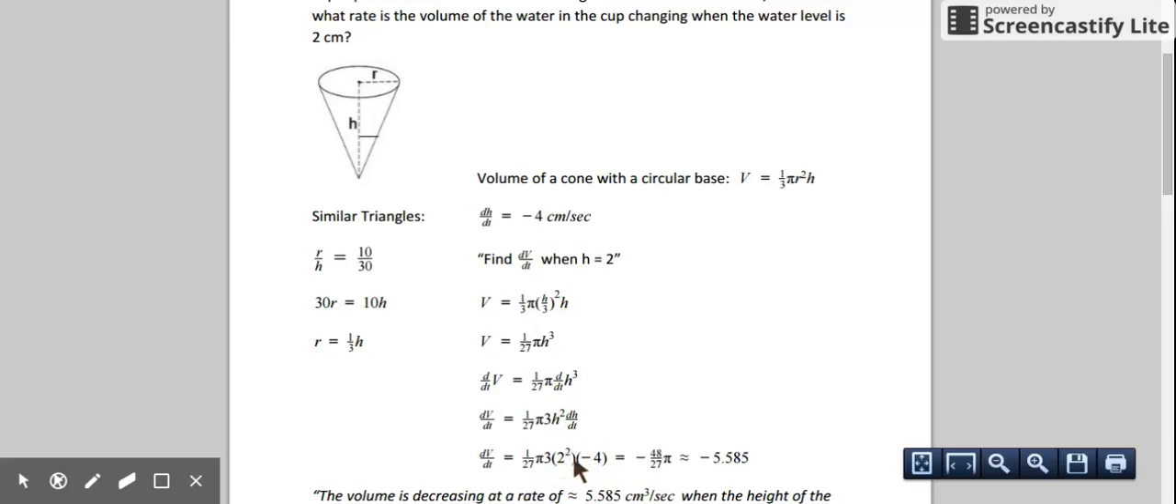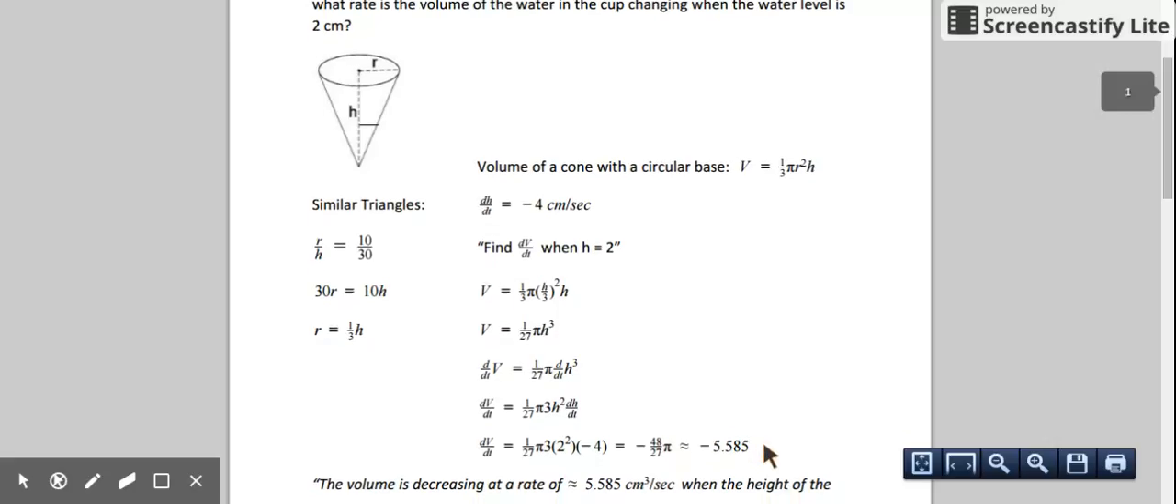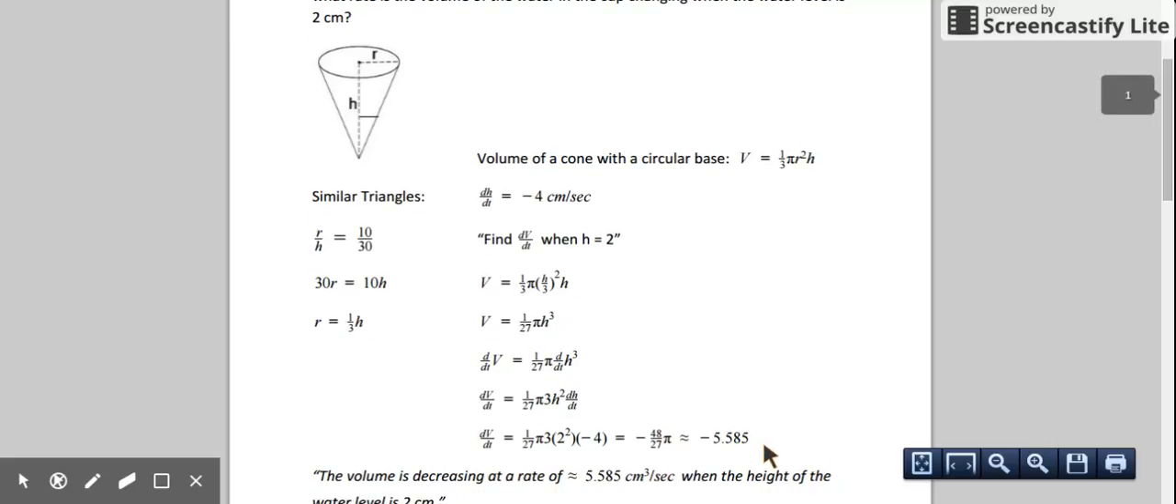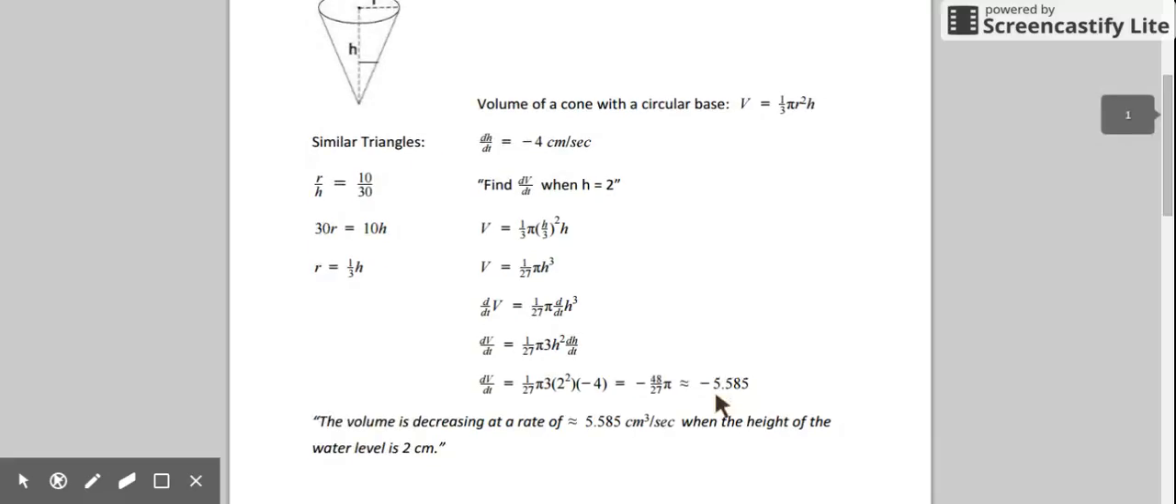So 2 squared is 4, times -4 is -16, times 3 is -48, times 1/27 means we're dividing by 27, times pi. And then we could actually find a decimal value and round to 3 decimal places, and it's approximately -5.585. So that is the rate at which the volume is changing at the exact moment when the water level is 2 centimeters in our cup. So we can say the volume is decreasing because we have a negative rate.